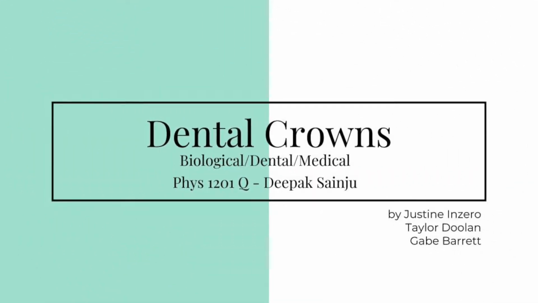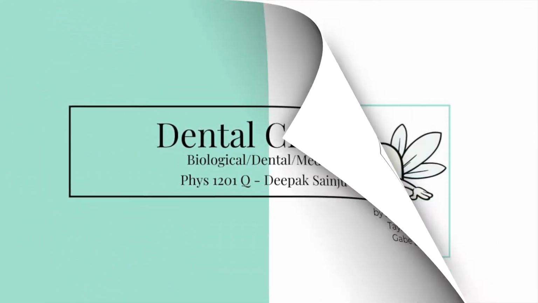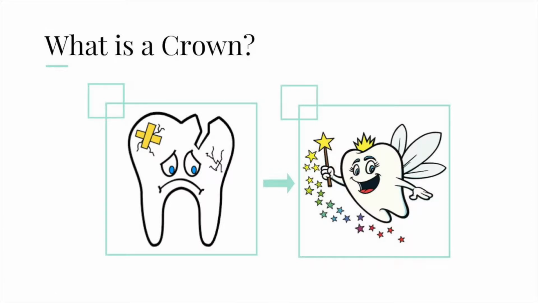Our Magic of Materials project is on dental crowns. So what exactly is a crown? It is a cap that is placed on a broken tooth and it restores and repairs it, making it look nice and new again. It improves the size, shape, and strength of the tooth, bettering the patient's bite and repairing gaps of their mouth.